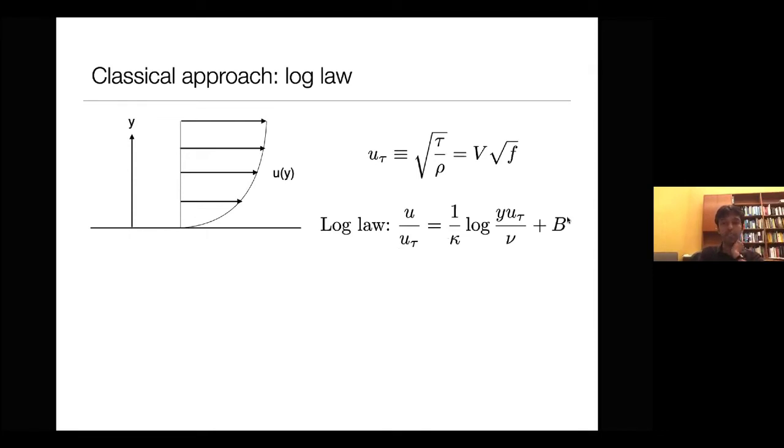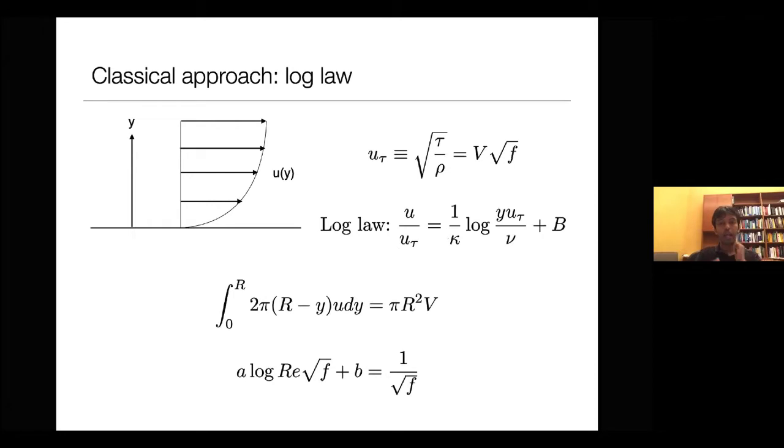Taking forward from there, if we now go and make a consistency argument, which is to say that although the log law is only valid in a limited region of the flow, if we ignore that restriction and simply integrate the log law from the wall all the way to the center line, then we must have the geometric constraint that the integral of the velocity profile should be equal to the flux that is being communicated through the wall. And that argument effectively takes us to this expression that you're seeing over here, where these constants A and B are related to the constants kappa and capital B.